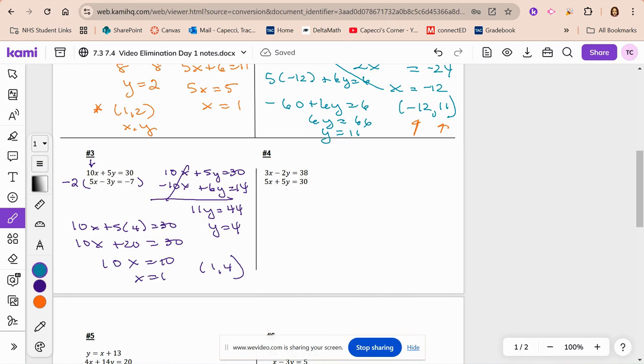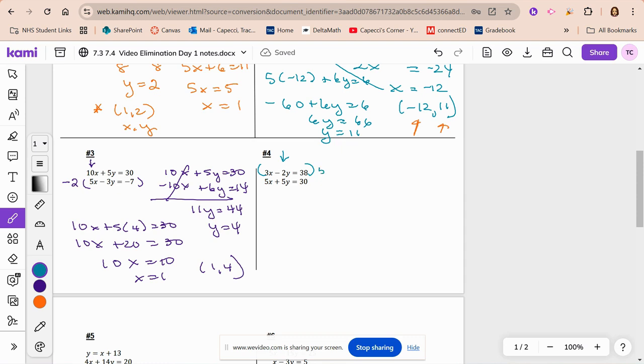Now, when I look at the next set of equations, I notice that if I add the equations, nothing's going to zero out. There's not a number that I can multiply by either equation to make a term, a variable, zero out. So this time I'm going to have to multiply both equations. So I'm going to work with that y because I have a negative 2 and a positive 5. So I know the signs are opposite, and I know I want opposite numbers.